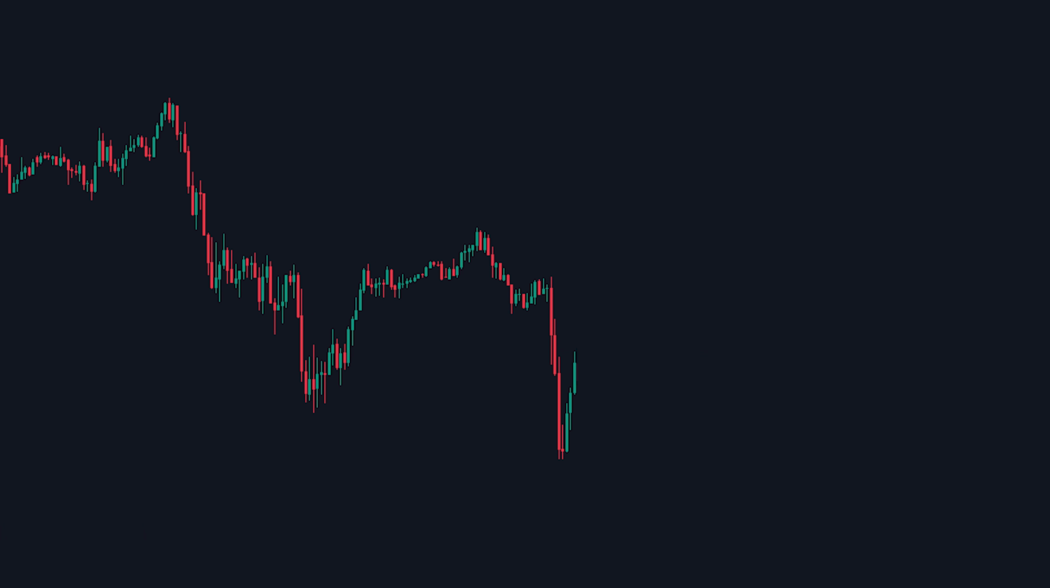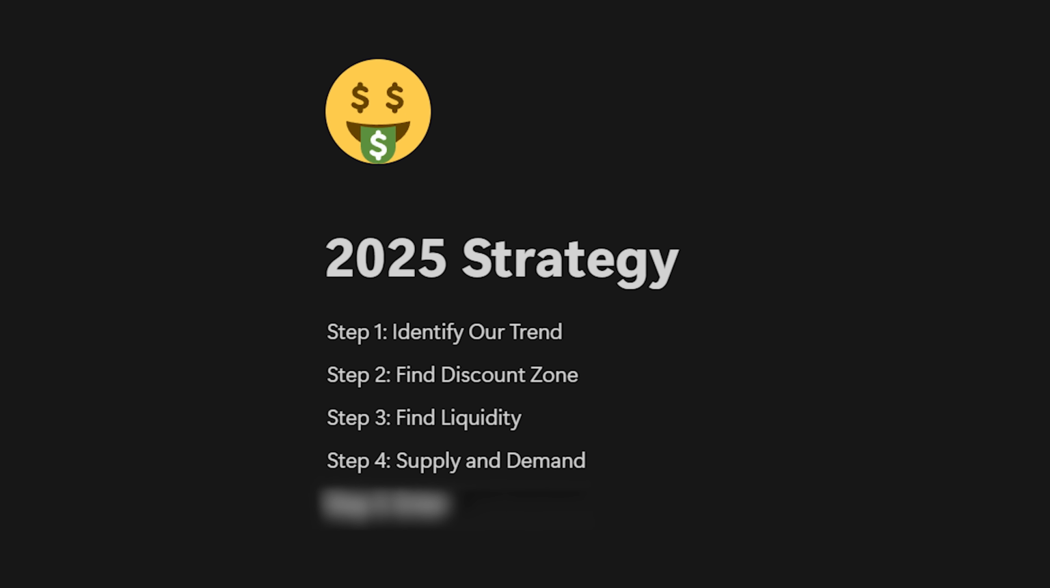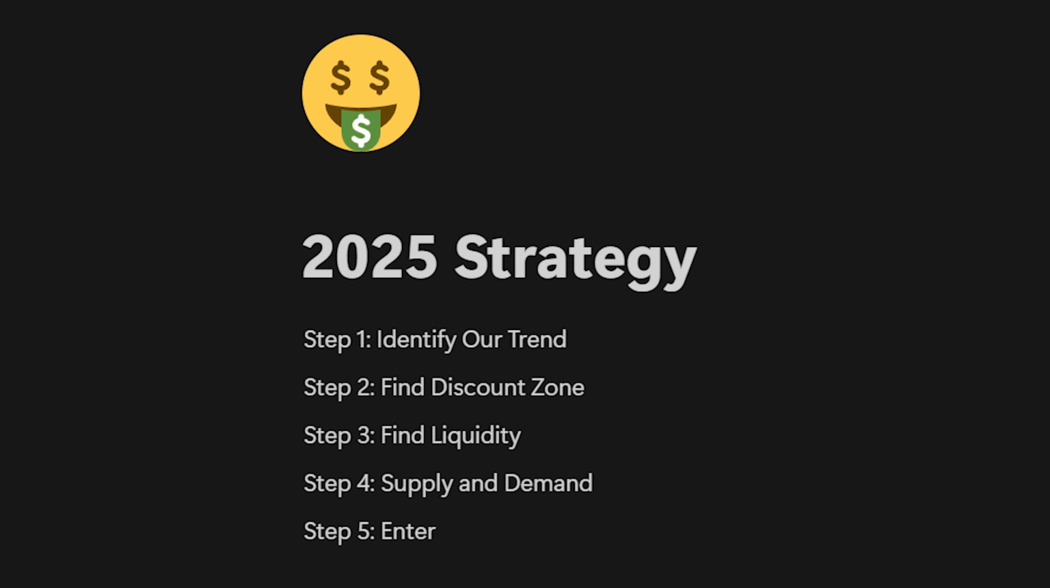So if we go back to our example, price started a strong downwards move from this point. So we grab our rectangle tool, mark from the bottom to the top of that candle that started this downwards move. This will give us our area of supply. Important thing to note though is that our area of supply is above our liquidity and is also in our discount zone. Then finally, moving on to our fifth and final step is to enter the trade.